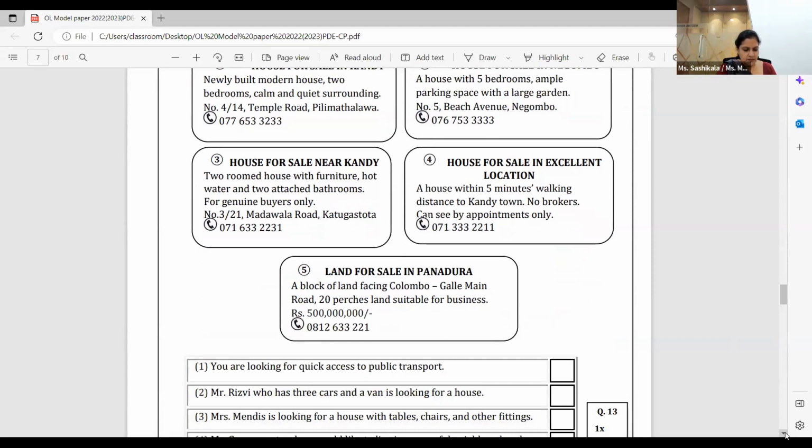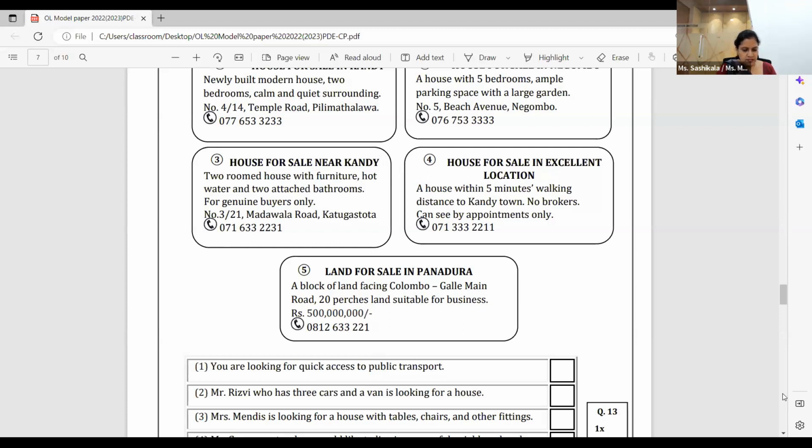Number 3, Mrs. Mendes is looking for a house with tables, chairs and other fittings, that means furniture. I think in the third one you can find that furniture: 2-roomed house with furniture, hot water and 2 attached bathrooms. So it goes to the third one. Third sentence, number 3.